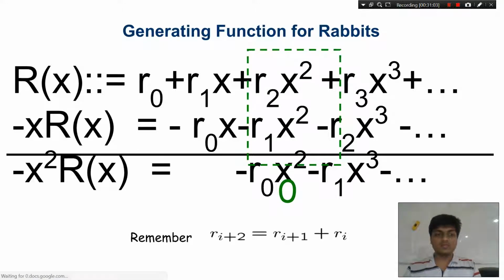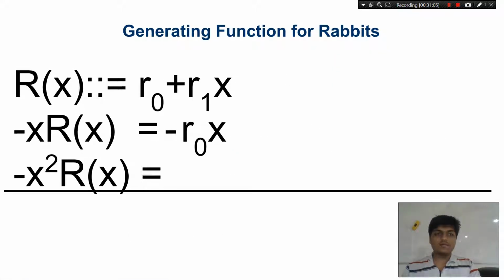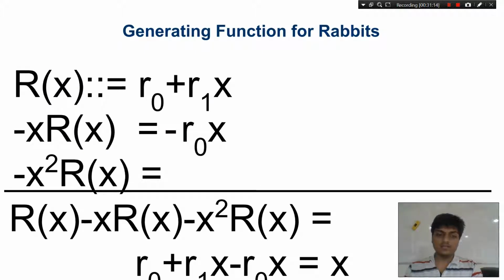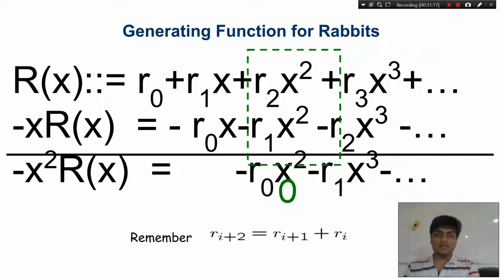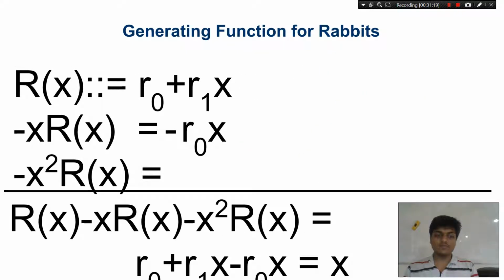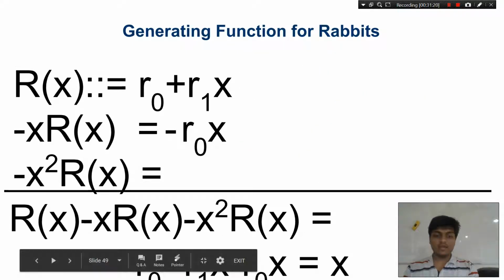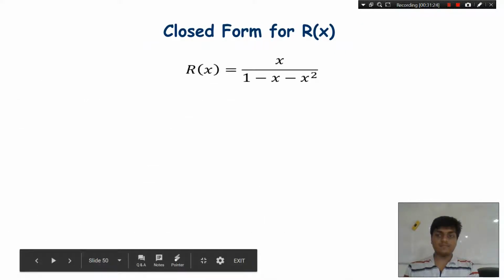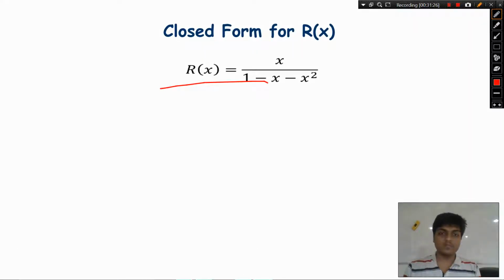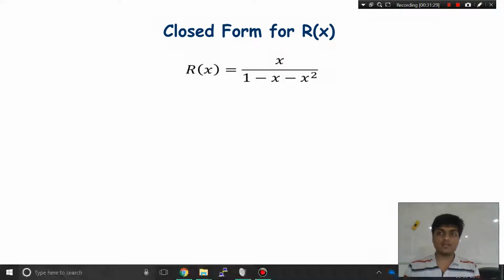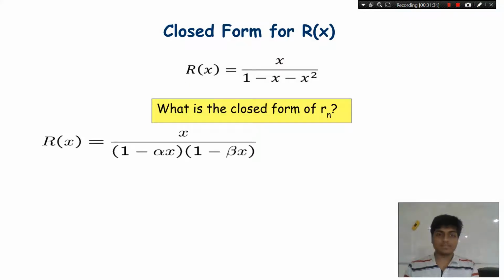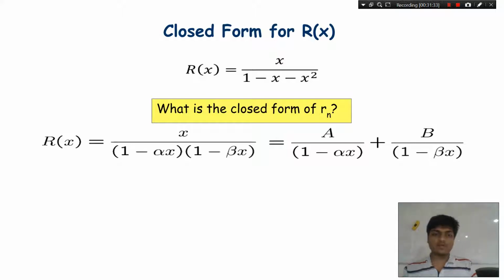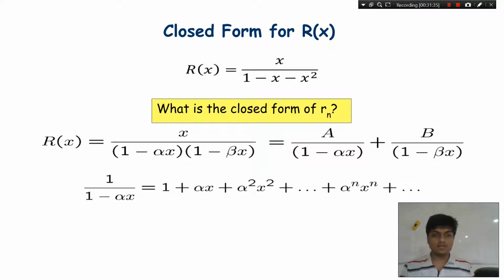So what we do is we assume that R(x) is the generating function for the number of rabbits after n months, and we compute R(x) minus x R(x) minus x squared R(x), and we'll find out that many terms cancel out, and this function basically reduces to x. And so the closed form for R(x) is given by x over 1 minus x minus x squared. Now the important question is, what is the closed form for R_n?